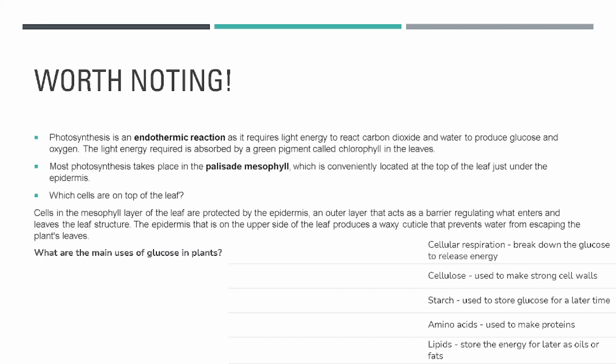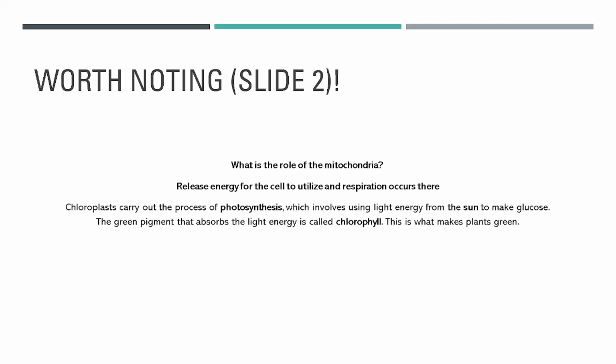Which cells are on top of the leaf? Cells in the mesophyll layer of the leaf are protected by the epidermis. Yes, an outer layer that acts as a barrier regulating what enters and leaves the leaf structure. The epidermis, that is on the upper side of the leaf, produces a waxy cuticle that prevents the water from escaping the plant's leaves. So what's worth noting? Slide 2.